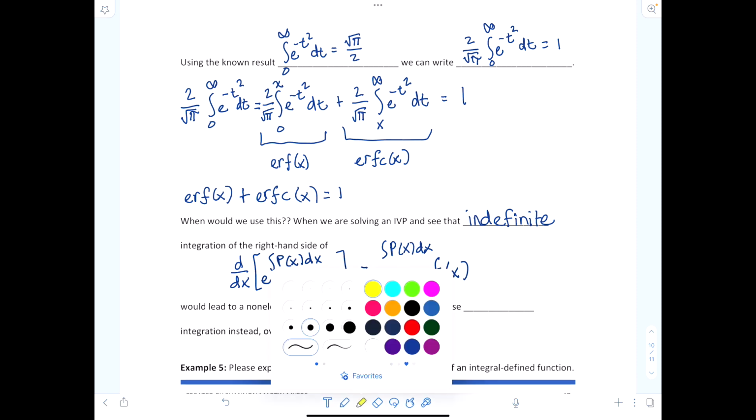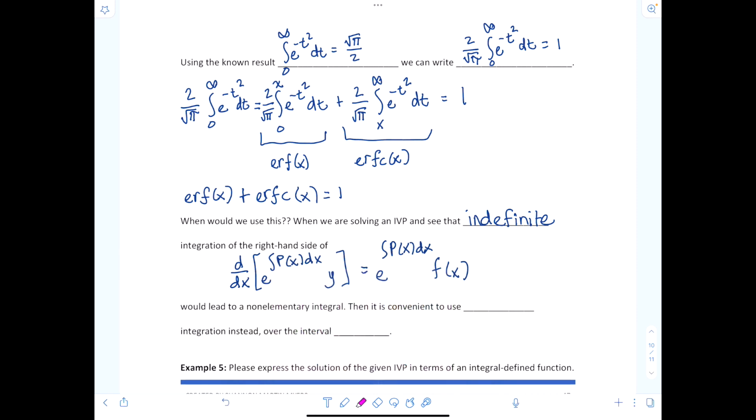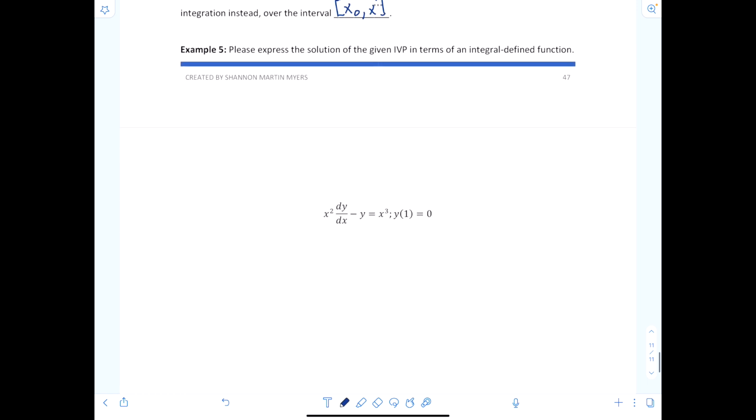You would use it over here with this one. If that would lead to some non-elementary integral, then it's convenient to use definite integration instead over the interval from x sub 0 to x. So let's look at this next example.